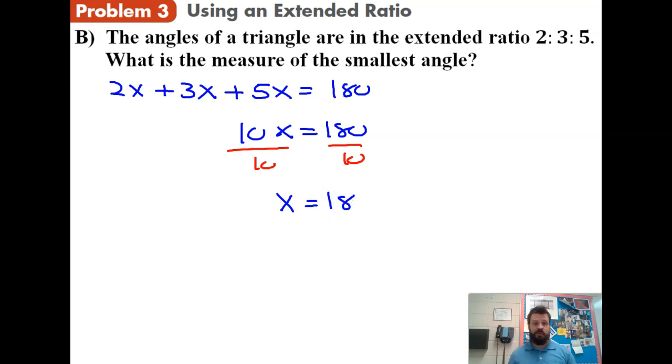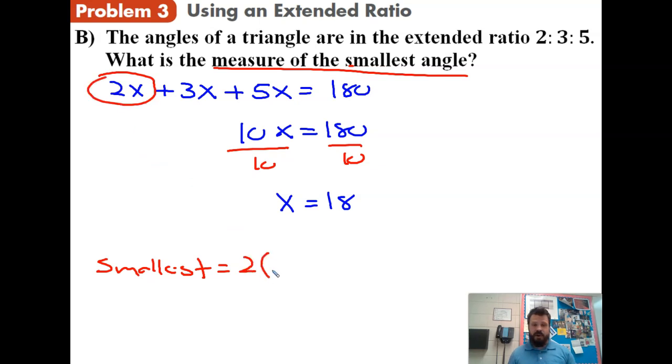And then what are we looking for this time? We want the measure of the smallest angle. So for this one, we'll go to the smallest part of our equation, the 2x. So we'll have 2 times our x value, which is 18, which will give me 36. We're talking angles, so we can say 36 degrees.